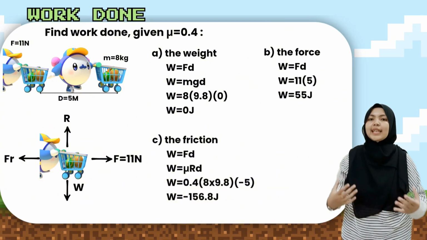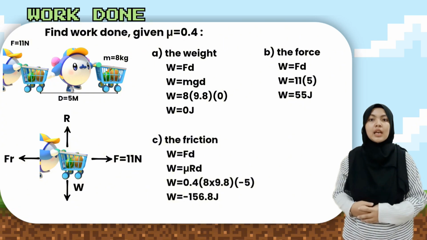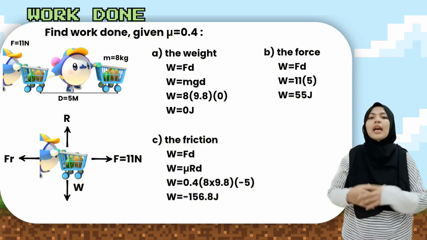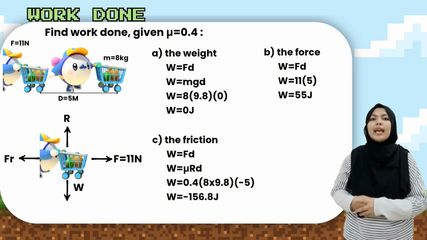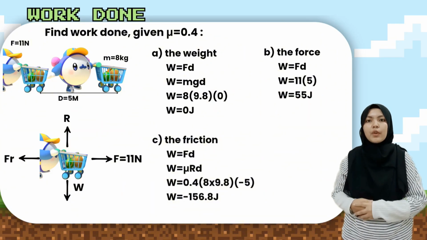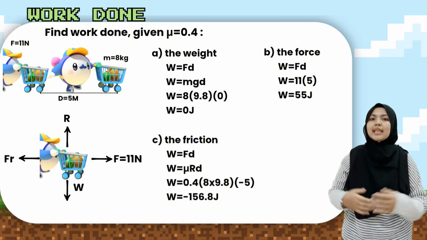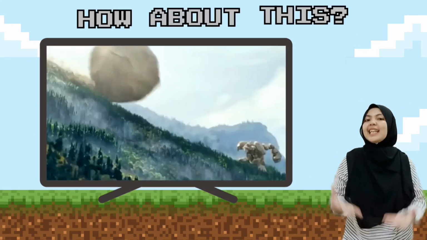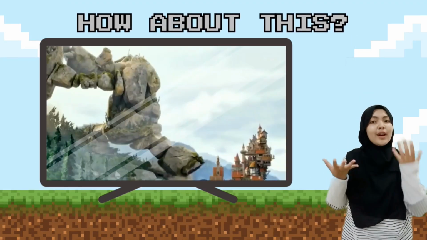From this, we can insert the information given into the equation, where mu is 0.4, m is 8, g is 9.8, and d is -5. So we get the work done as negative 156.8 joules. Let's see one more video and think, what about this?